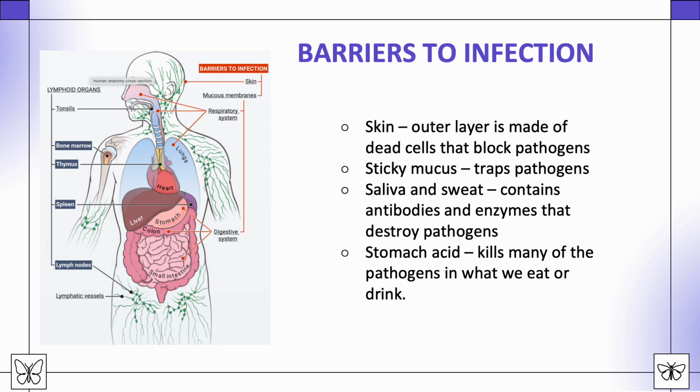The body has physical and chemical barriers to keep pathogens from infecting or entering the tissues. These barriers include, first, of course, our skin, which is the outer layer and is made of dead cells that block pathogens. It also involves the sticky mucus, which traps pathogens, and saliva and sweat as well, which contain antibodies and enzymes that destroy these pathogens. Our stomach acid, which is produced during digestion, kills many of the pathogens in what we eat or drink.